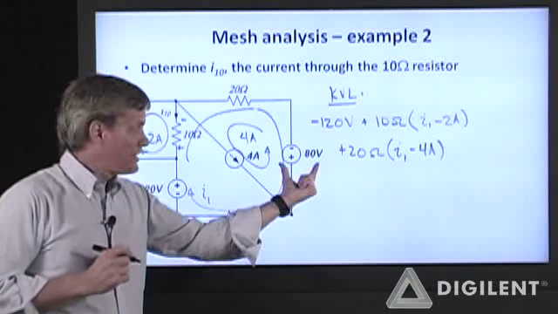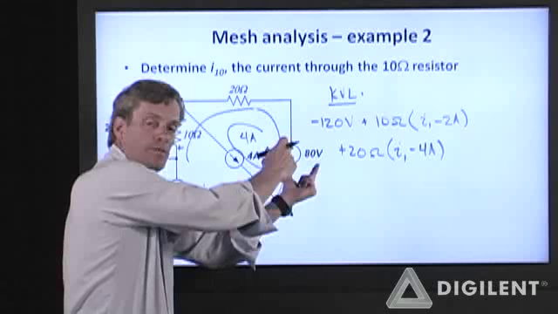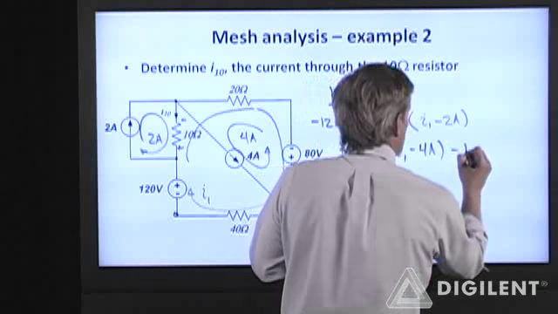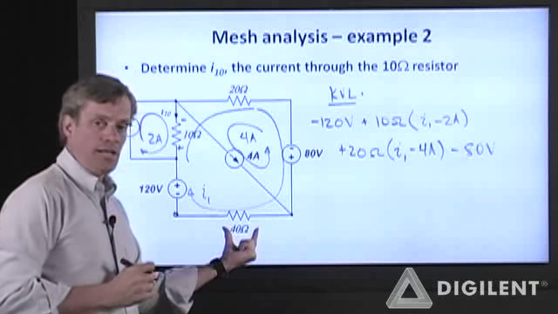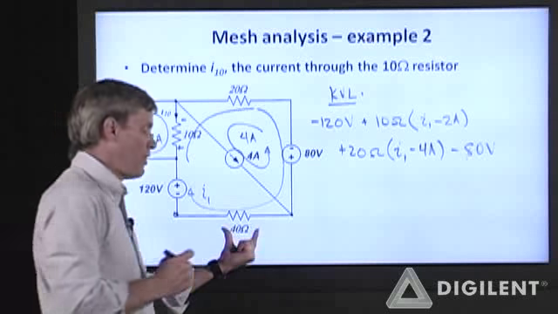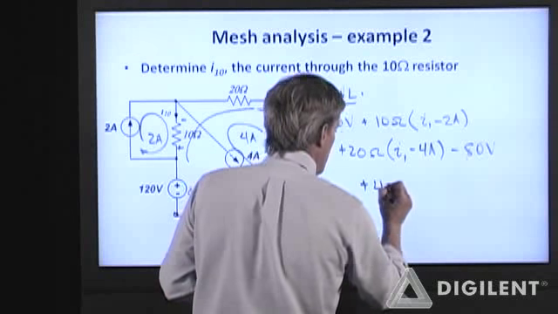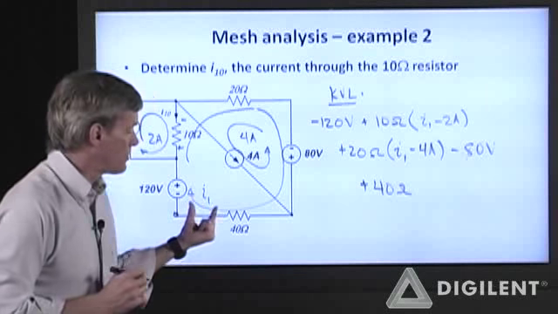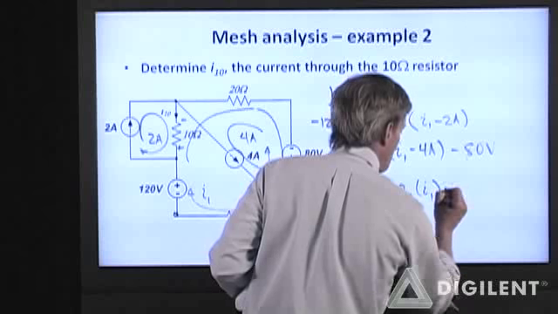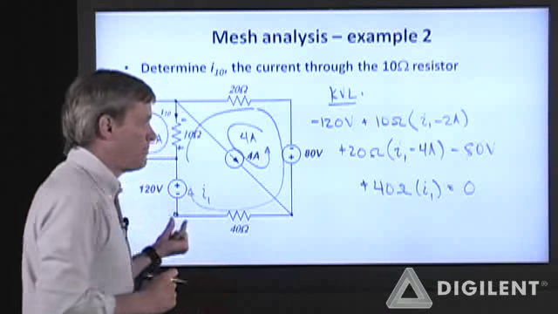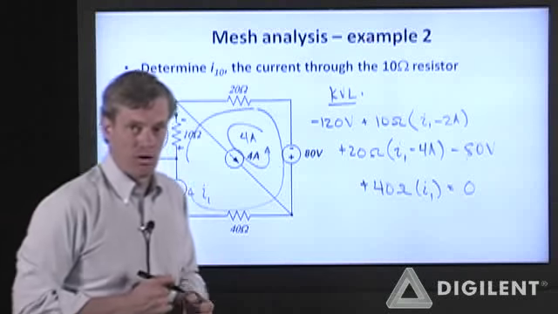This 80 volt source has a negative terminal that I encounter first. It becomes a negative 80 volt contribution. Finally, I have the voltage across this 40 ohm resistor. So I have 40 ohms. The only current going through that is the mesh current I1. Now we're back to my starting point, so that all sums up to 0.